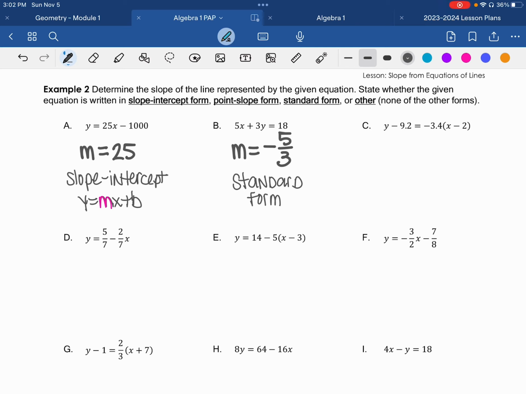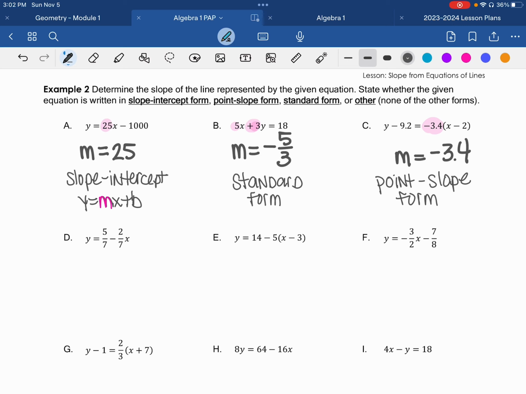Let's take a look at C, the last one in this row. This one appears to be in point slope form, which means that my slope is right in front of the parentheses. So it appears that my slope is negative 3.4. All I've done here is identify my slope by finding the numbers that I needed and using them as such.